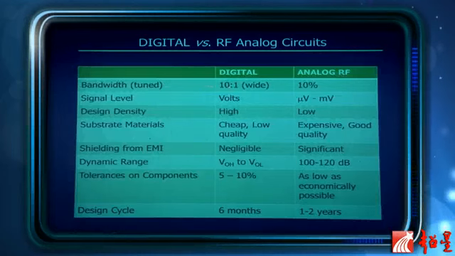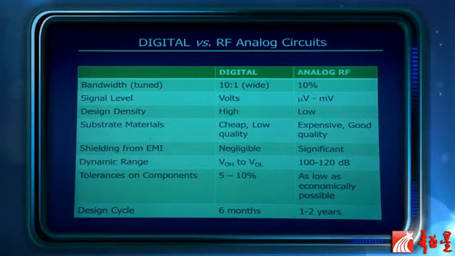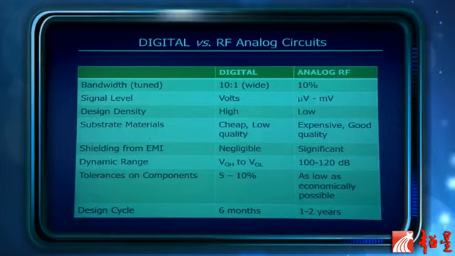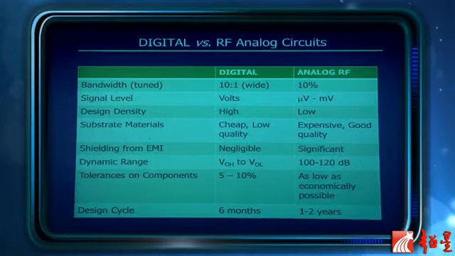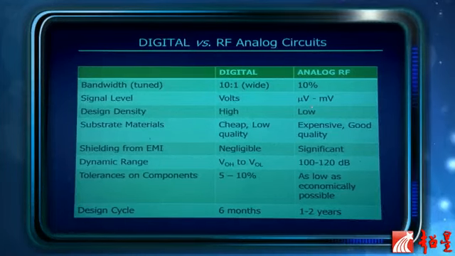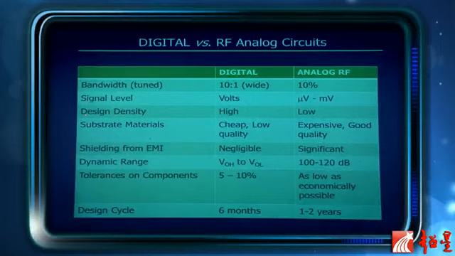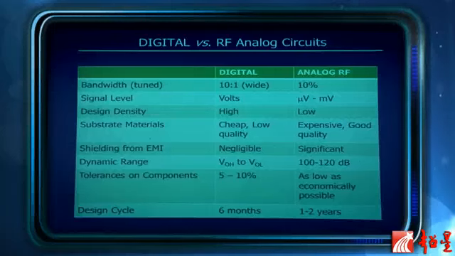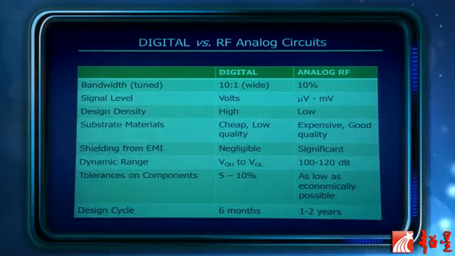But digital designers need to worry about much higher bandwidth, because we're going to talk about this clock signal, which has a very high bandwidth. Second is signal level. In digital design, we're transmitting volts, and in RF it's microvolts and millivolts. And then third is design density. Digital design has a very high design density. RF chips usually have very few components.